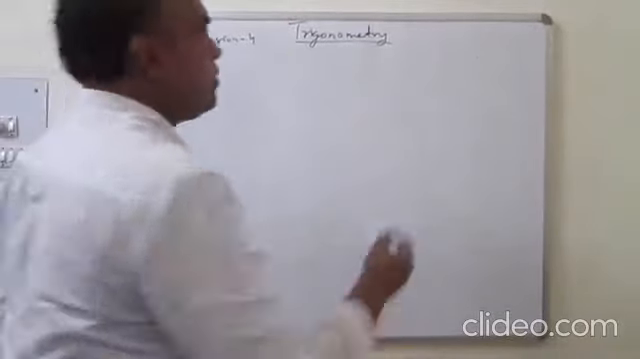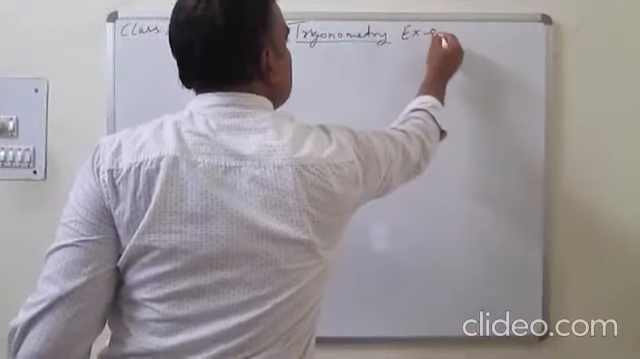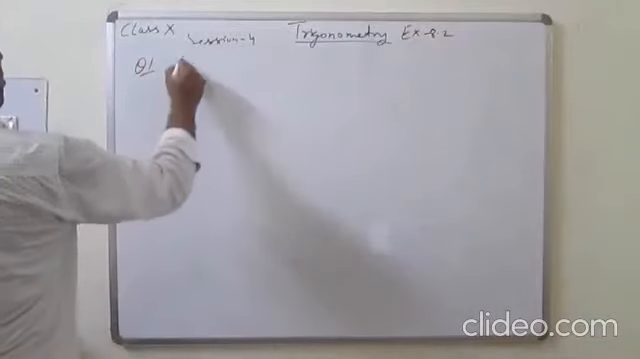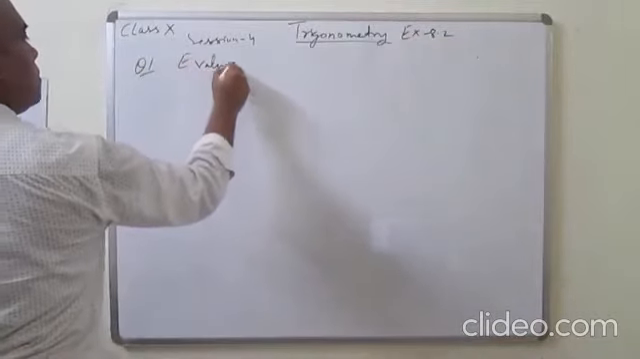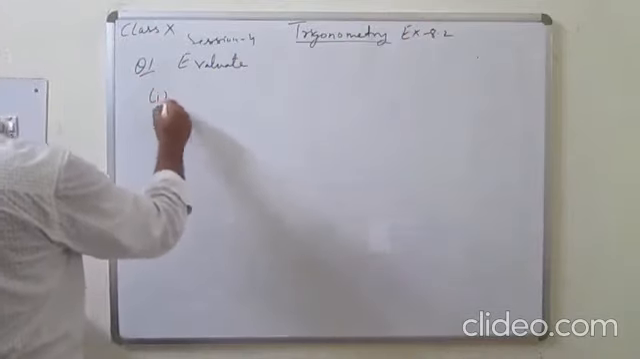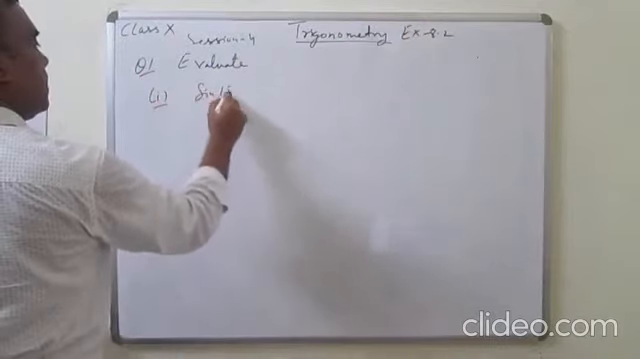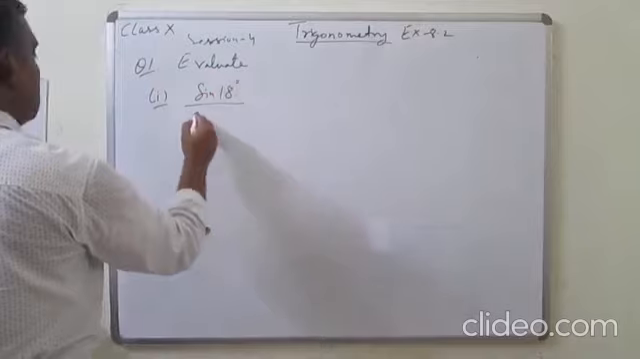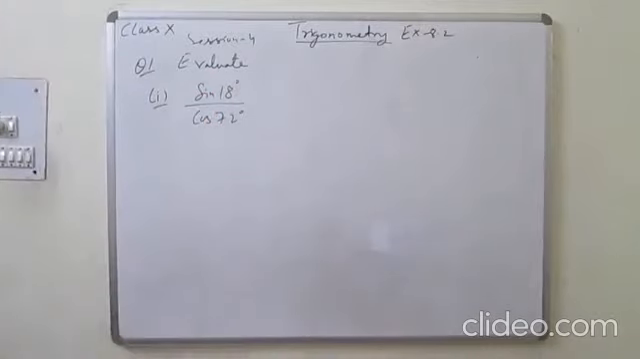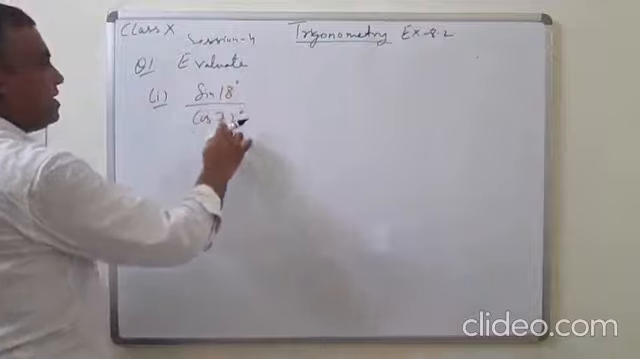Exercise 8.2. Question first. Evaluate. The first part: sin 18 degrees upon cos 72 degrees. There are 18 degrees and 72 degrees.